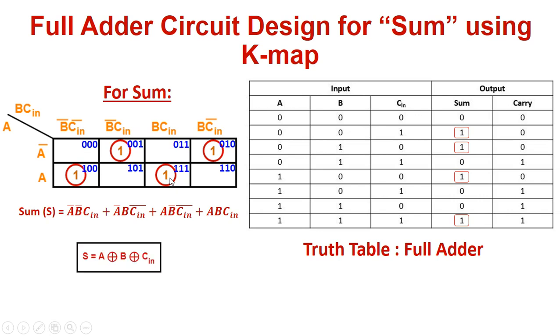And when you simplify this expression, the sum will have the expression A XOR B XOR C. Therefore, the sum can be implemented by using two XOR gates. First the XOR operation will be performed between A and B, and whatever output comes, that will be XORed with C in.